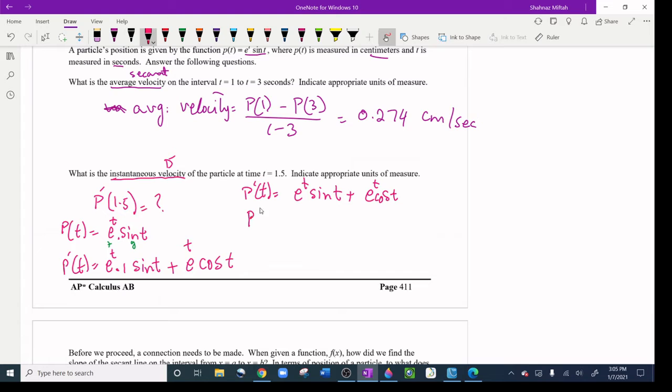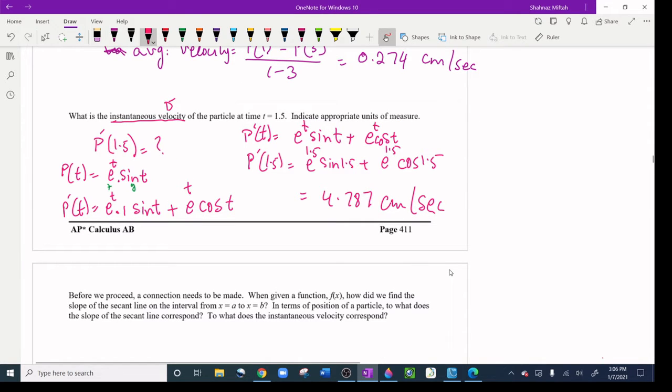Now I don't have to do anything else. I'm going to plug in 1.5 and use a calculator: e to the 1.5 sine 1.5 plus e to the 1.5 cosine 1.5. Plug all of this in the calculator. The answer would be 4.787, again centimeters per second. So this is how you get these questions for the position and the velocity.